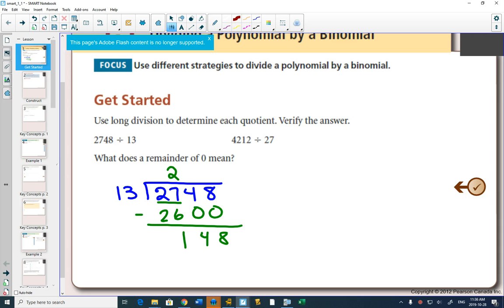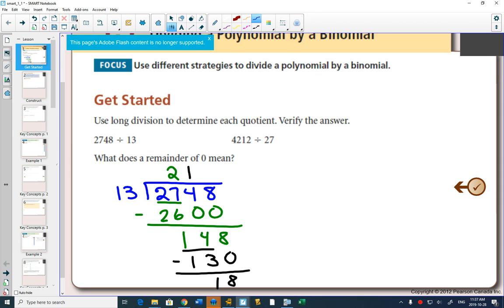So the process continues. You always look at your first set of digits until you can take a 13 out. Here, we just have to go to 14. How many 13s are there in 14? There's 1. Really, that 1 is in my tens column. That 14 is really 140. 1 13 gets written there, which is really 10 13s, 130. We subtract again. 148 minus 130 is 18.